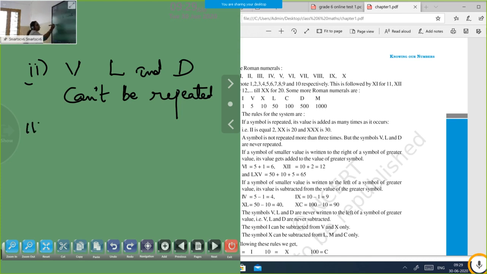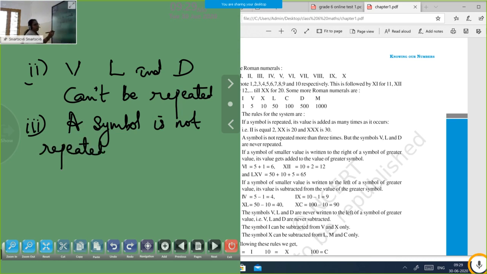Next, third point is a symbol is not repeated more than 3 times. A symbol is not repeated more than 3 times. Maximum 3 times only we can repeat. Okay. Next.